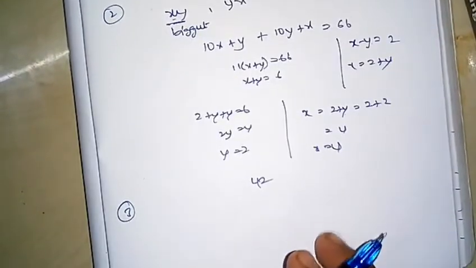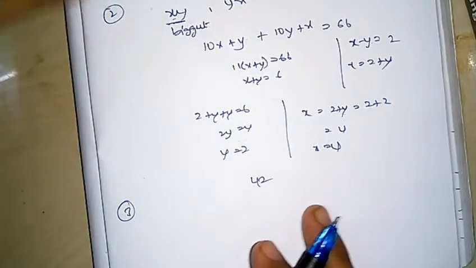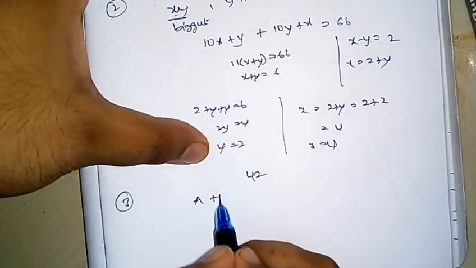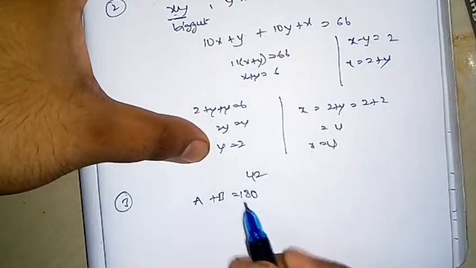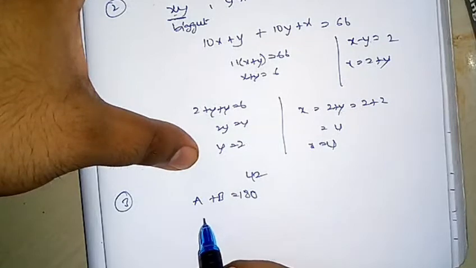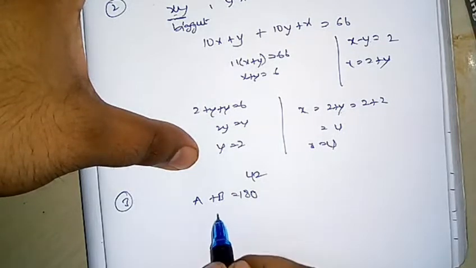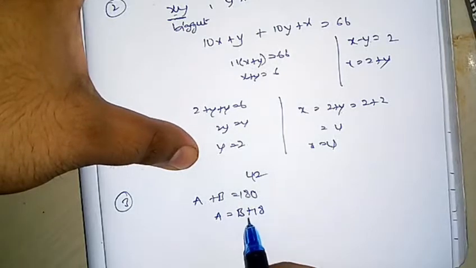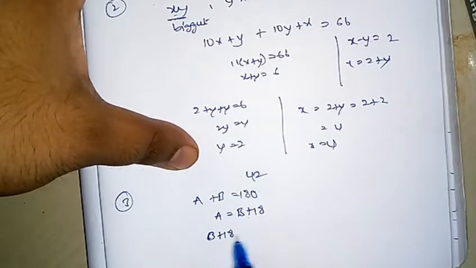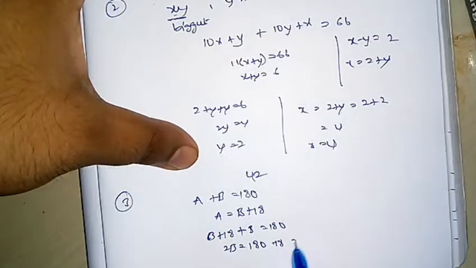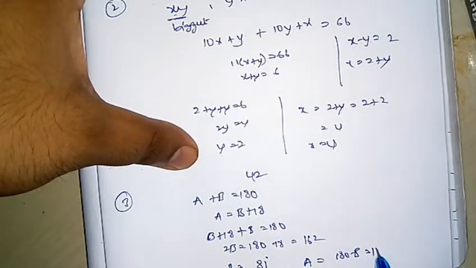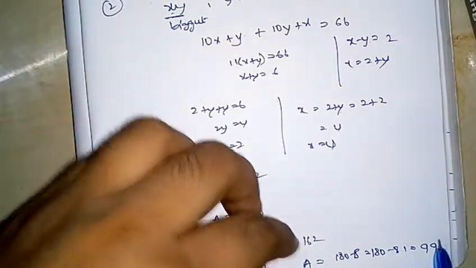Now third question. The larger of two supplementary angles exceeds the smaller by 18 degrees. Find the angles. For supplementary angles, the sum of the two angles is 180, and it is given that the larger of the two supplementary angles exceeds the smaller. So a is equal to b plus 18. Substitute this in the first equation. b plus 18 plus b is equal to 180. 2b is equal to 180 minus 18, which is equal to 162. So b is equal to 81 degrees, and a is equal to 180 minus b, which is equal to 180 minus 81 is equal to 99 degrees.